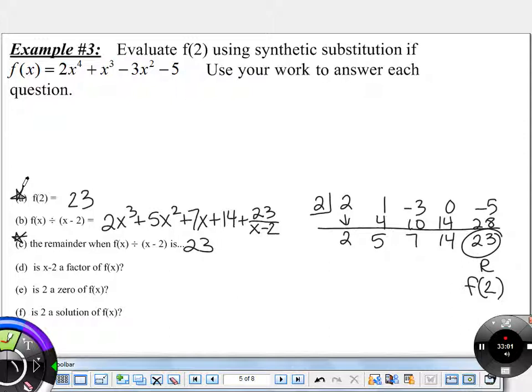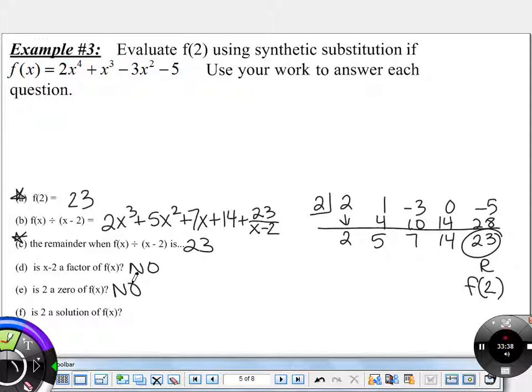Is x minus 2 a factor of f of x? No. And how do I know that? Good. It has a remainder. Is 2 a 0 of f of x? No. So there are 2 ways you know that. One, if you plugged 2 in, what should you get if 2 is a 0? 0. And therefore, if 2 is a 0, x minus 2 should be a factor, like we've been working on the past couple days, right? Is x minus 2 a factor? No, because the remainder is not 0. So there are multiple ways for us to tell. It says no. Is 2 a solution of f of x?